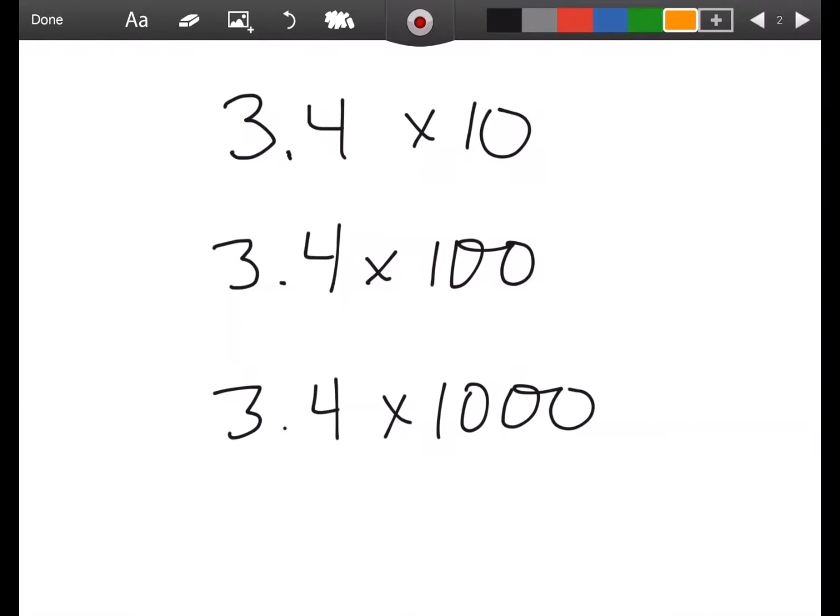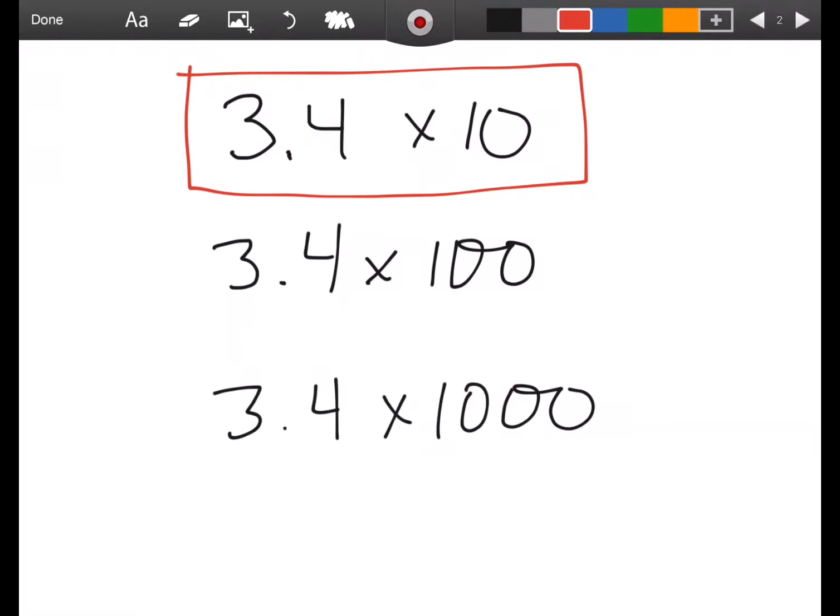Now, I want to take a look at three problems, starting with 3 and 4 tenths, and we're going to talk a little bit about how we can use this concept of 10. So if we take any number and multiply it by 10, just like we are looking at right here, one easy way that we can quickly multiply a number by 10 is by basically taking this decimal here and moving it over one single time.